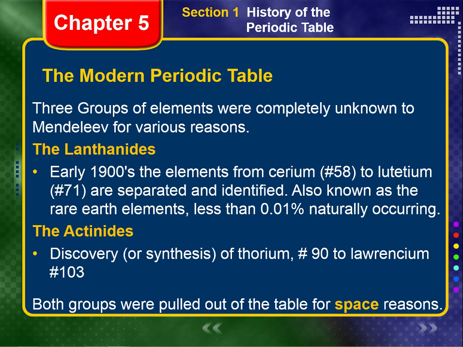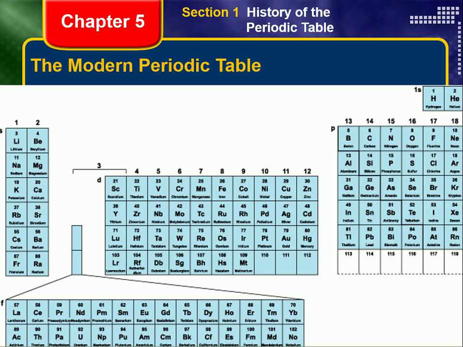The other type of element that he was completely unaware of is the actinides. These, for the most part, need to be synthesized, right? The first three don't. The first three occur naturally, but anything beyond 92 has to be synthesized. So these are numbers 90 through 103. Both of these groups were pulled out of the periodic table for space reasons. Okay, it would simply be too large to actually print on one piece of paper, right?